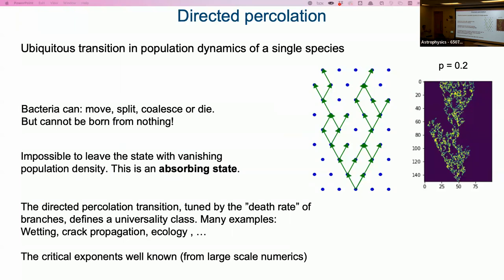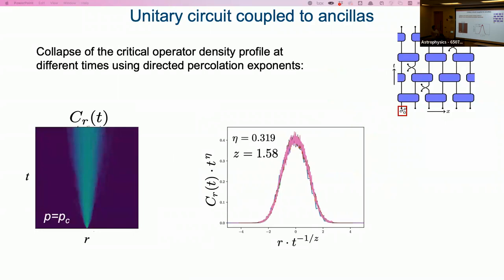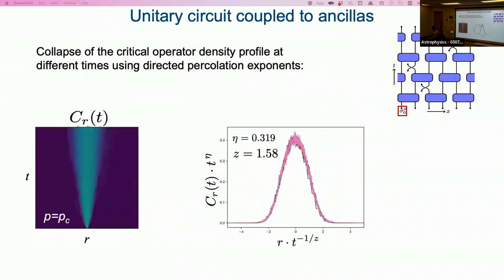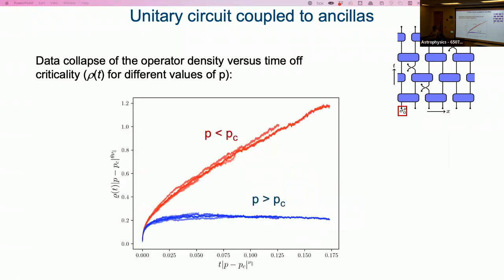And it can't happen in our out of time order correlation either. If you have no operator, one cannot just come out of nowhere. So the dynamics of the out of time order correlation is basically like this bacteria population growth, and we can see it very well in this kind of Clifford evolution. There is a robust phase transition that follows exactly the non-trivial critical exponents that occur in this directed percolation transition.